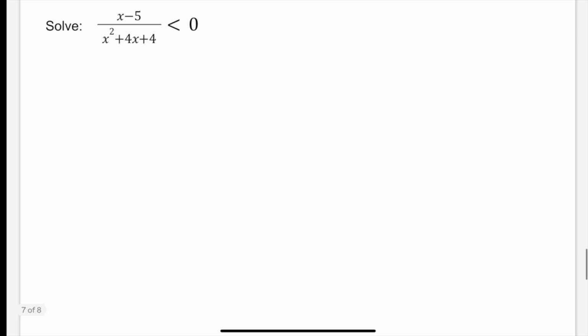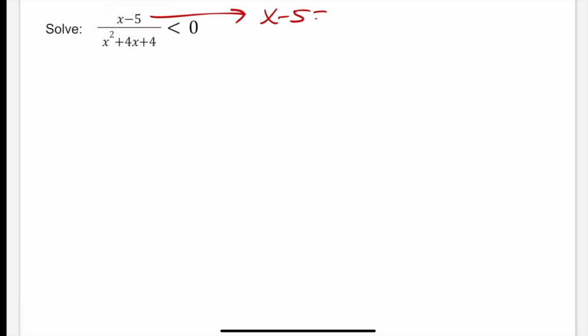Let's try the last one. This is the zero of the function. x minus 5 equals 0, plus 5, plus 5, x equals 5. And this is my zero of the function. Let's go for vertical asymptotes. My denominator.